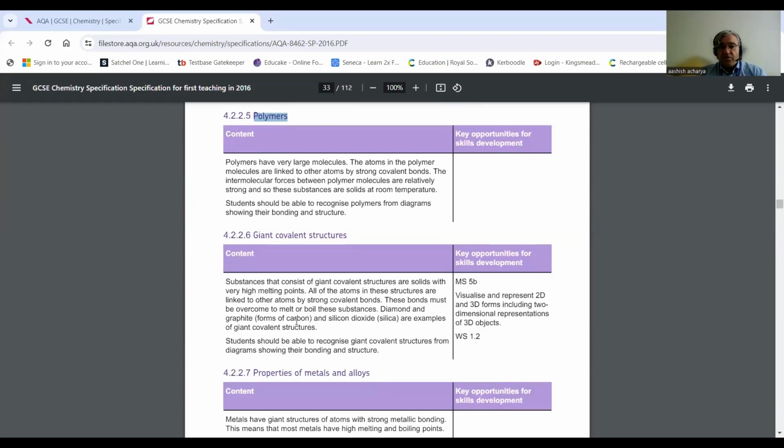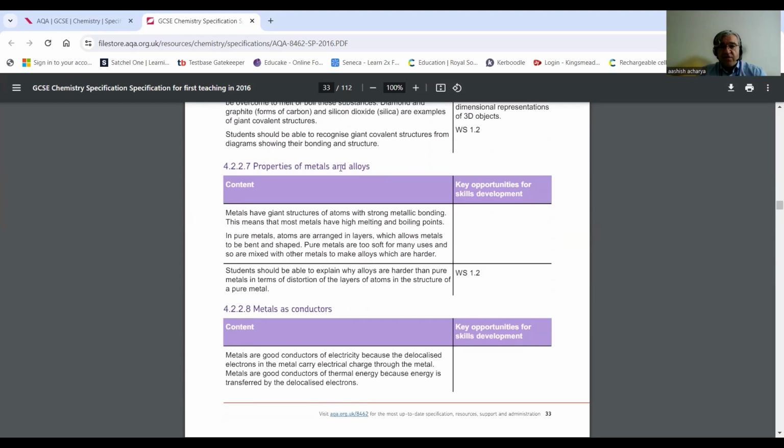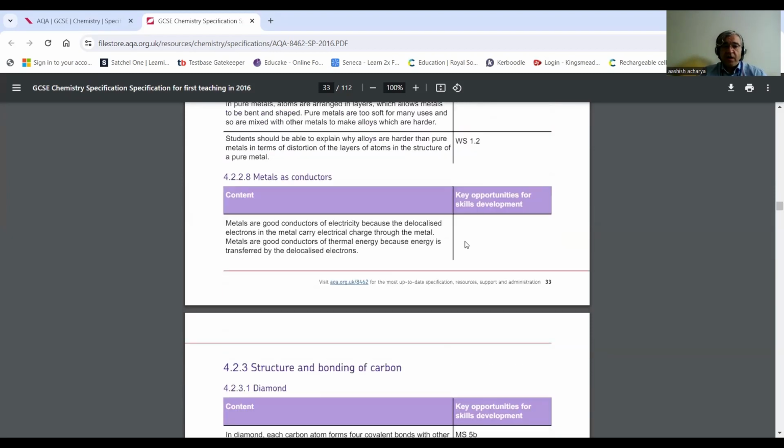Giant covalent structures, you should know your allotropes of carbon, that's graphite and diamond, and that leads on to things like graphene, which is a single layer of graphite. And just recall that alloys have different atoms mixed in, with different radiuses. And so what does that do? That distorts the layer. And by distorting the layer, that makes alloys very strong because the layers cannot slide.